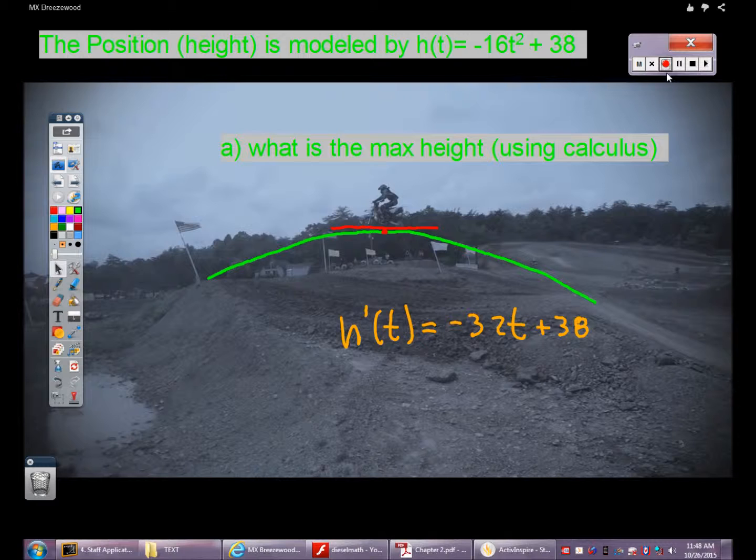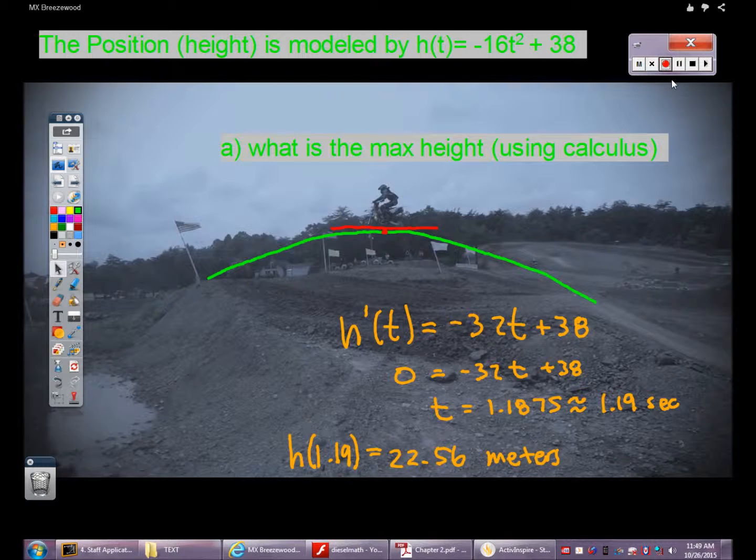Using the power rule, I get negative 32t plus 38. And now I'm going to want to set that derivative equal to 0 to solve for what time? So I'm going to subtract 38, divide by negative 32, and I'm going to get a time that I'm going to round to 1.19 seconds. If I want to know what the max height is now, I can plug that time into my original position equation, h of t. So h of 1.19 is going to give me 22.56.